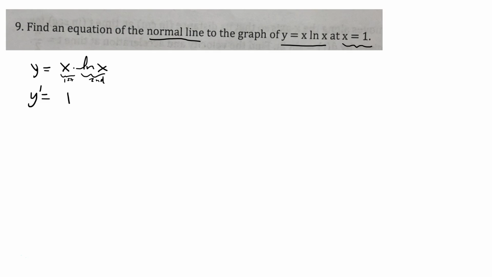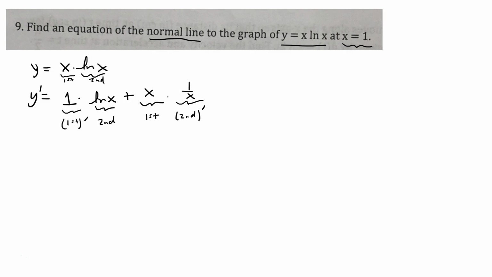Executing the product rule, we take the derivative of the first, 1, times the second, and then after that, we rearrange it and do it the other way. And so we leave the first alone, and we take the derivative of the second. Well, log x's derivative is 1 over x. So we've executed the product rule.